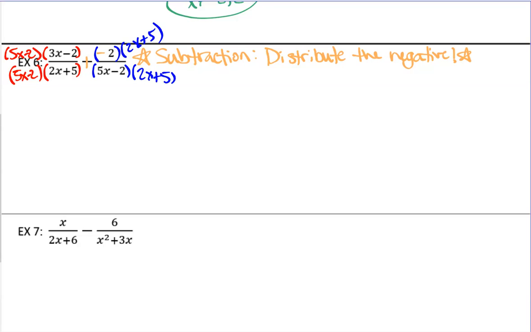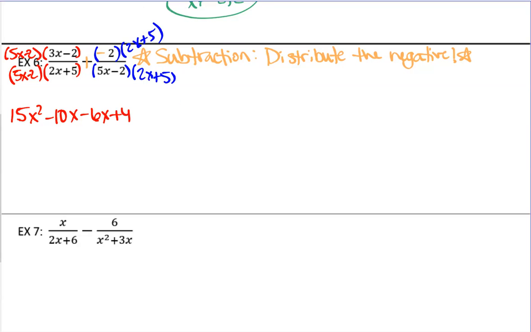Okay, this happens sometimes. So here, we're going to have to FOIL. So multiply 5x minus 2 and 3x minus 2 by distribution. We're going to get 15x squared minus 10x minus 6x plus 4. So I did 5x times 3x. Then I did 5x times negative 2. Then I did negative 2 times 3x. Then negative 2 times negative 2.